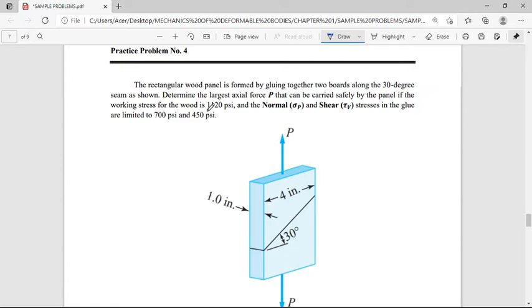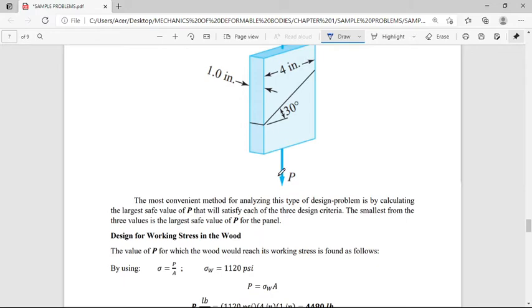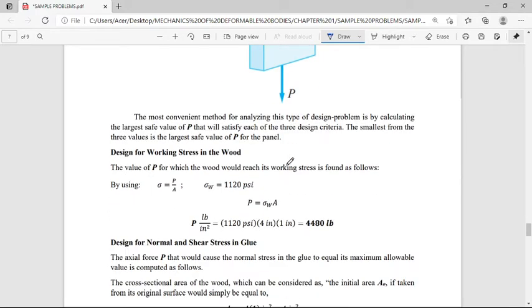So, obviously, working stress. He said working stress. And the normal and shear stress in the glue. So, what is the difference between that and the working stress? Why are there still normal and shear stresses acting on the glue with values of 700 and 450 psi? Okay. So, let's proceed to the solution.